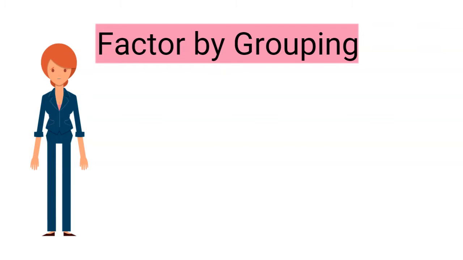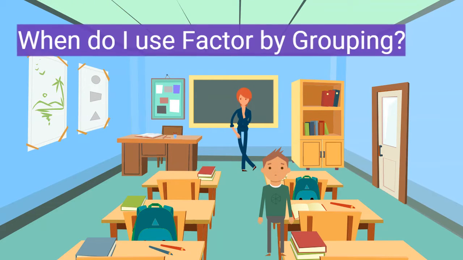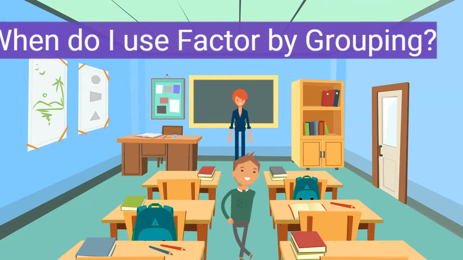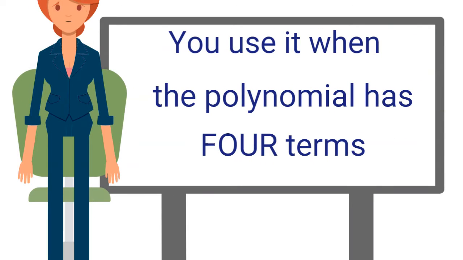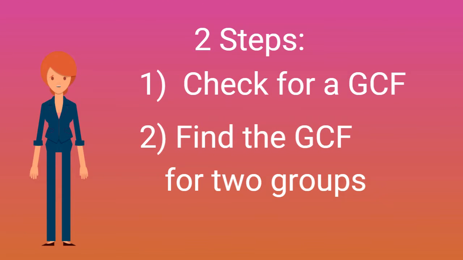Today we're going to learn about factor by grouping. So when would you use factor by grouping? You would use it when the polynomial has 4 terms. There are 2 basic steps. 1, check for the greatest common factor, and 2, find the GCF for the 2 groups.